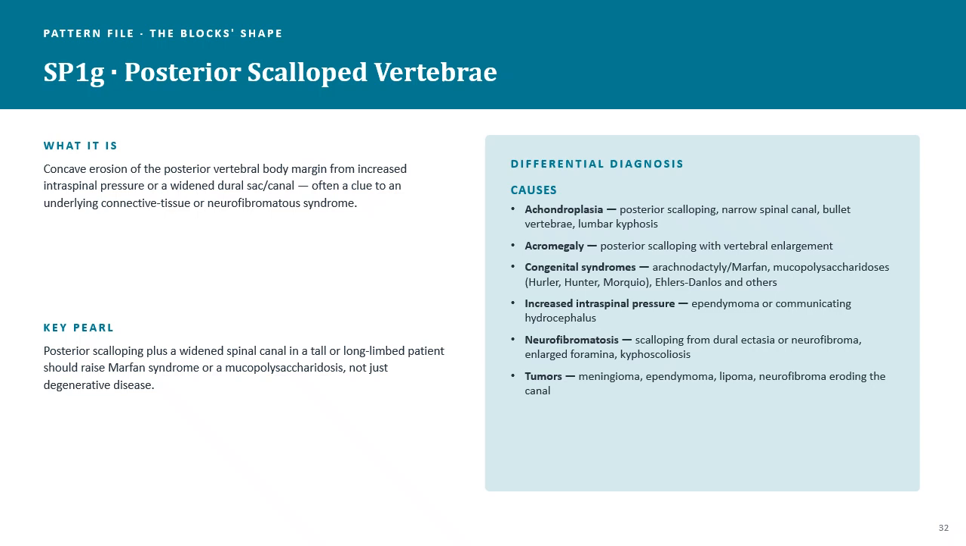Posterior scalloping, when we have it along with a widened spinal canal in a tall patient, can point towards a condition like Marfan syndrome. In a condition like achondroplasia, we can also see this posterior scalloping, but the spinal canal itself tends to be narrow instead of wide. So again, with anterior scalloping, we want to think about something pressing on the front of the vertebrae. With posterior scalloping, we want to think about that pressure coming from within that spinal canal, which sits behind the vertebrae.